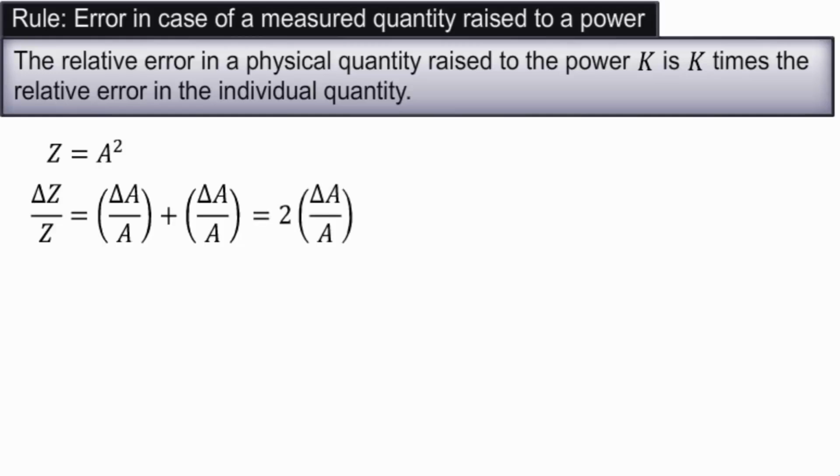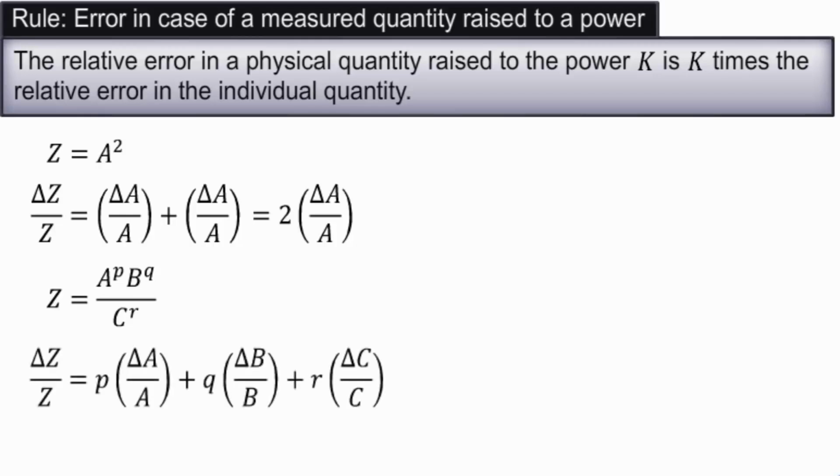In general, if Z = A^p B^q / C^r, then ΔZ/Z = p(ΔA/A) + q(ΔB/B) + r(ΔC/C).